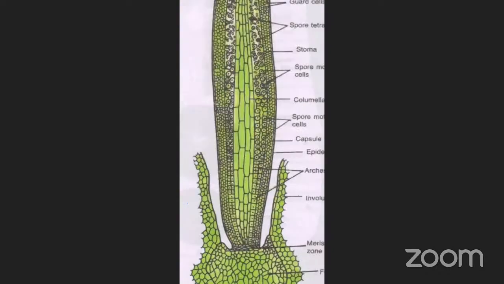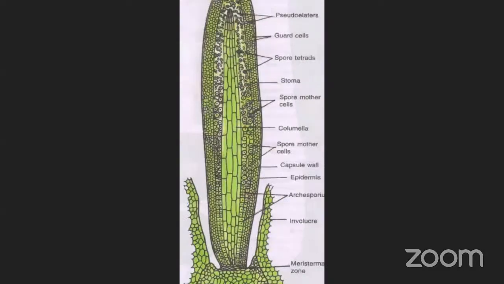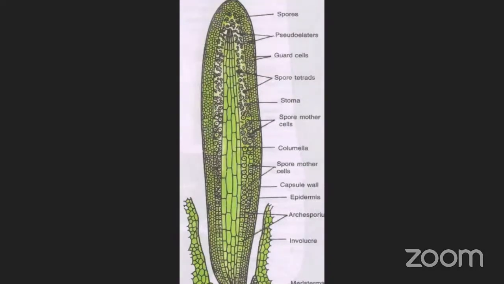The sterile, slender columella is there, which is surrounded by the archesporial tissue on top of the columella. That sheet is called the sporogenous tissue, the sporogenous mother cells. So this archesporium, which is extremely reduced, forms the spore mother cells and pseudoelaters also.